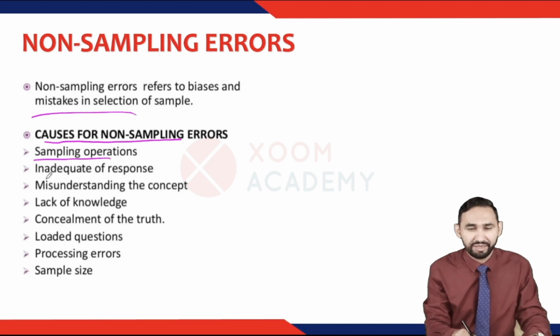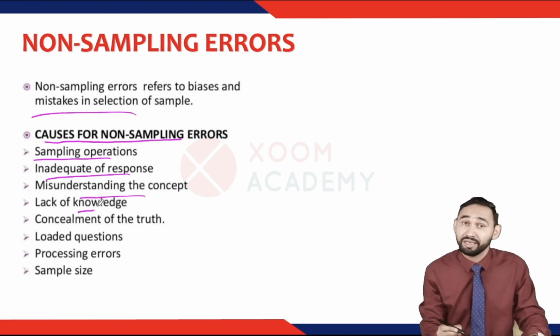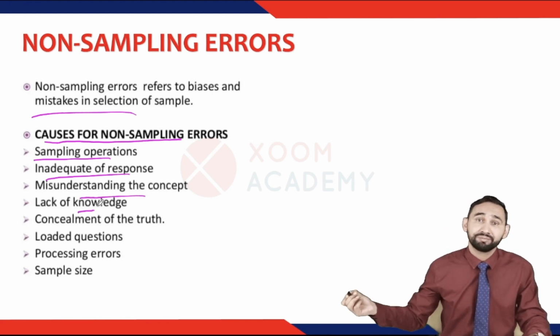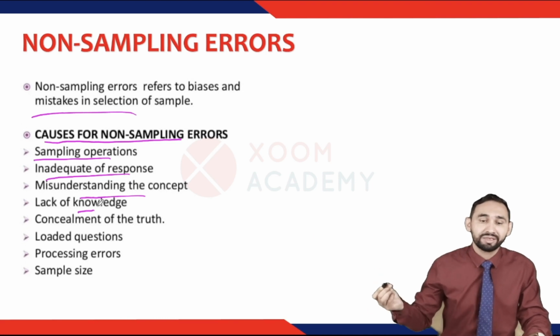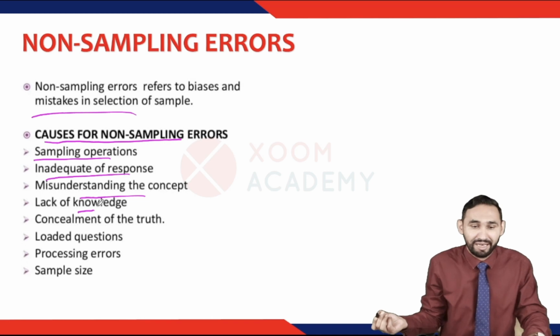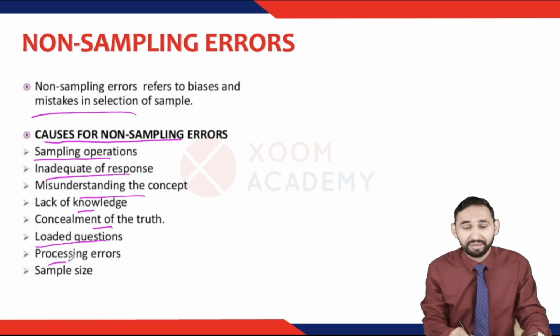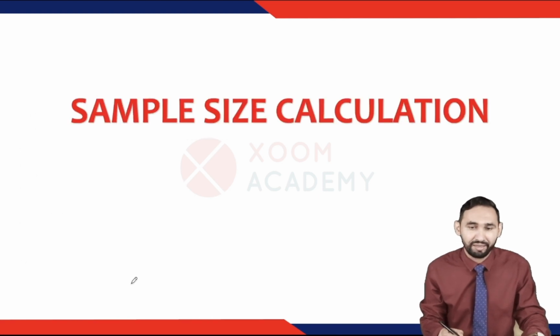Sampling operations, inadequate response. Sometimes people don't respond. They don't understand the concept. There is lack of knowledge. Even researchers, those who are involved in the research, observers, they lack the knowledge. Concealment of truth. There are so many questions. There are processing errors, analytical errors. Sample size is small. These are non-sampling errors.